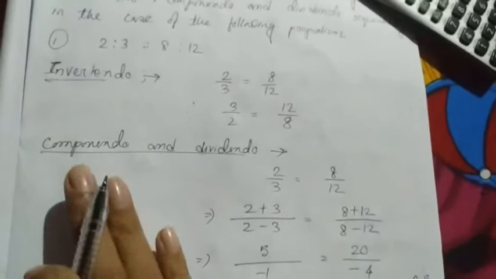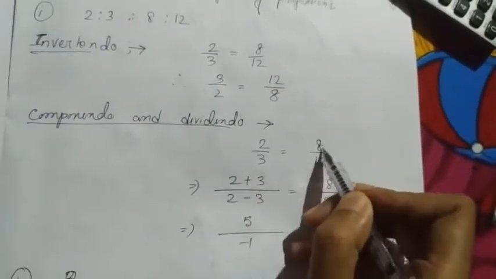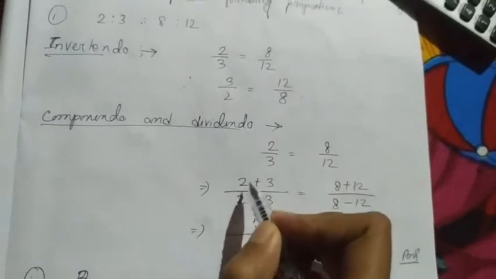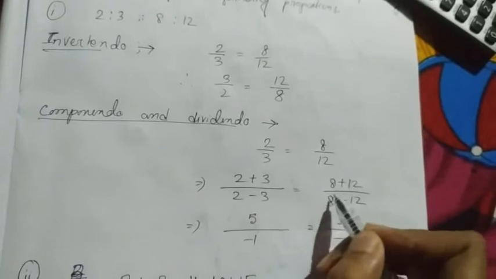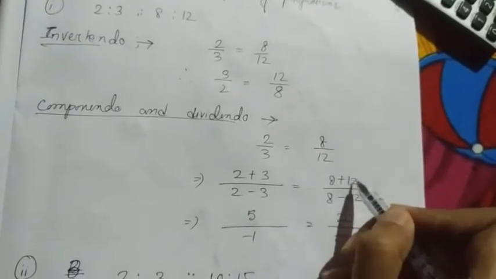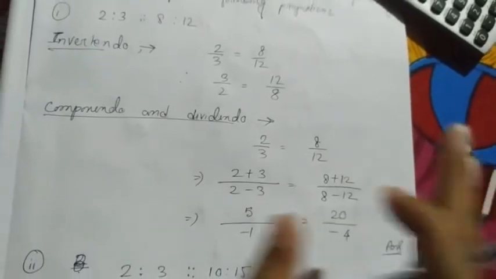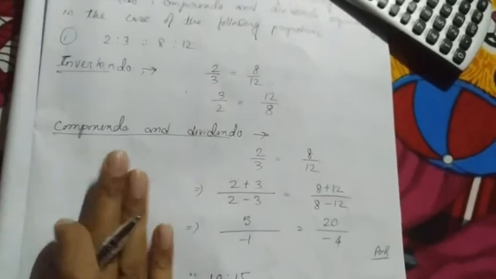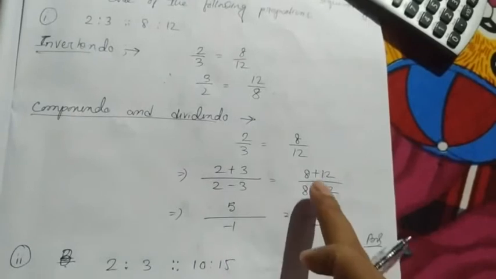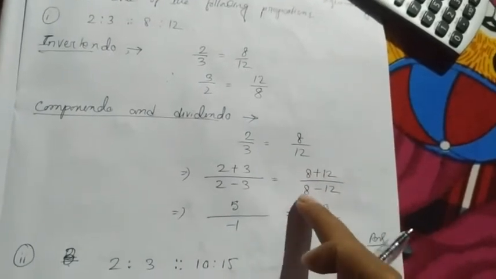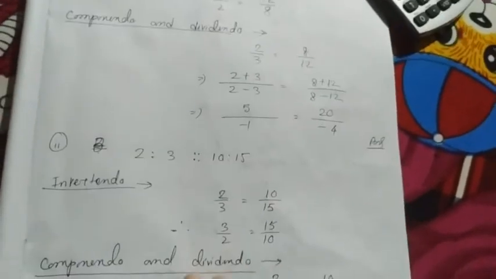As simple as that. Now, componendo and dividendo is like this. If 2 by 3 equals 8 by 12 is given, then this 2 plus this 3 divided by this 2 minus this 3 must equal 8 plus 12 divided by 8 minus 12. This is the condition of componendo and dividendo. Now 2 plus 3 is 5 divided by minus 1, and 8 plus 12 is 20 divided by minus 4. This is the answer.